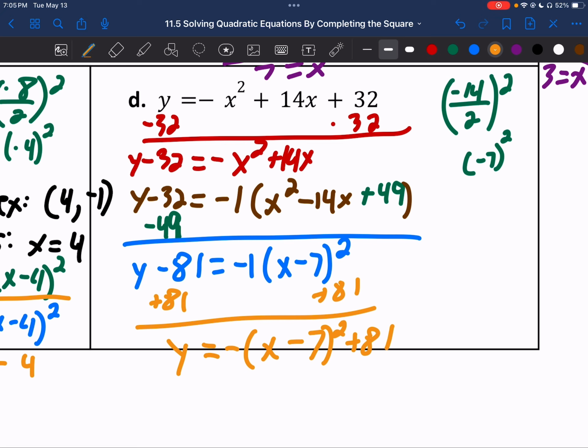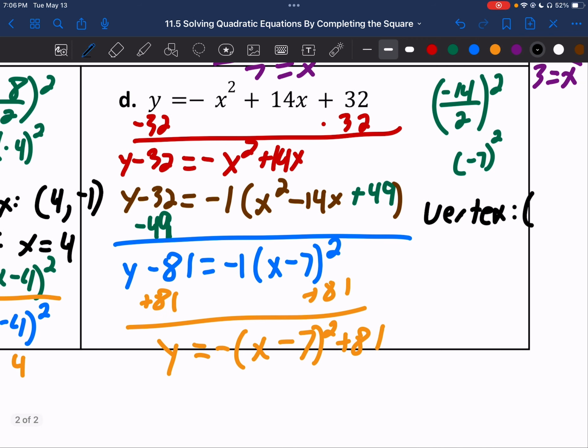So what is my vertex on this? Kind of ridiculous. You wouldn't want to be graphing this. My vertex is going to be at 7, 81. So 7 to the right, 81 up. My axis of symmetry is at x equals 7.